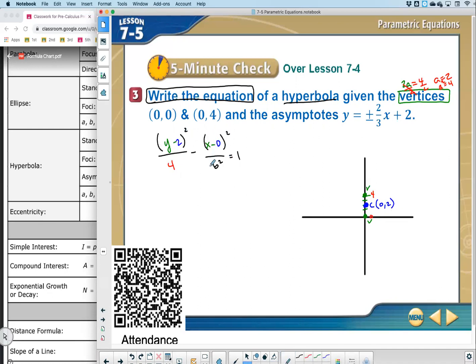Now let's think about this. I'm going to use different numbers for a second. What if this was 10 minus 0? What is 10 minus 0? 10. 5 minus 0? 5. What's x minus 0 going to be? X. So you could actually just clean this up and make it just say x squared.